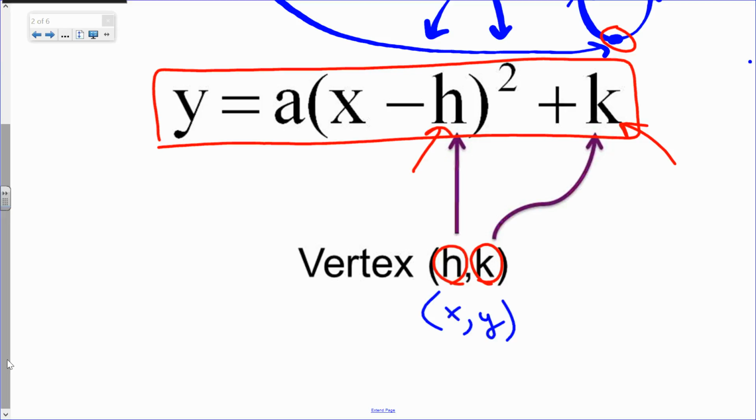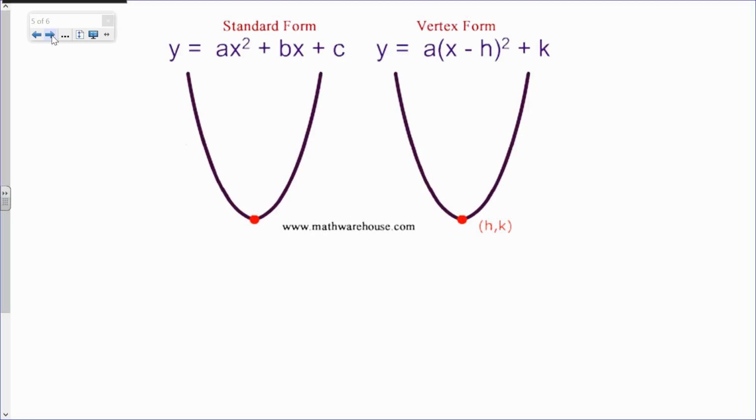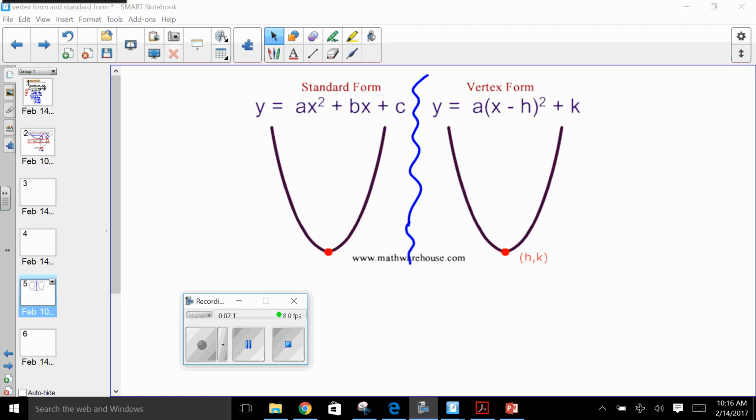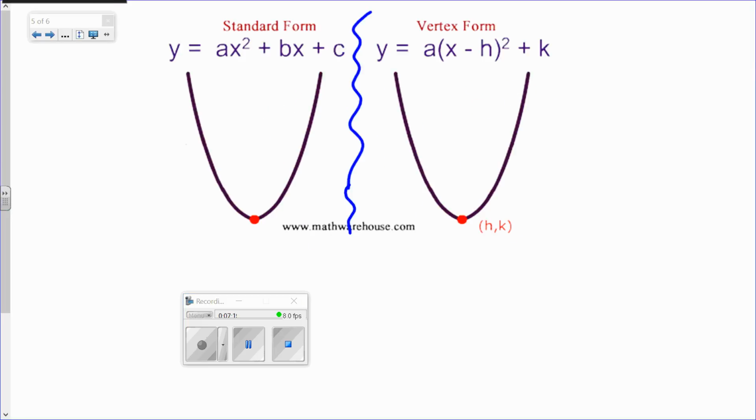Now, next slide, we're almost done. Go ahead and copy this down here. I'm going to write standard form, and put a squiggly, and then put vertex form on the right. I'll give you about a minute to copy that down. Standard form versus vertex form. Copy that down.